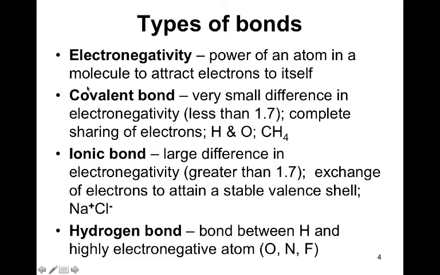Now let's take a look at some of the different types of bonding between atoms. The first one is the covalent bond. Two atoms form a covalent bond when they have a very small or nearly insignificant difference in electronegativity, which is described to be less than 1.7 on the Pauling scale.